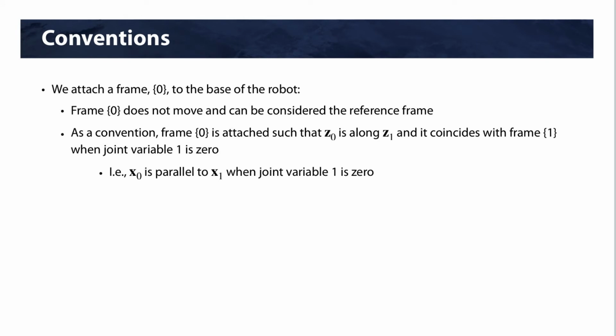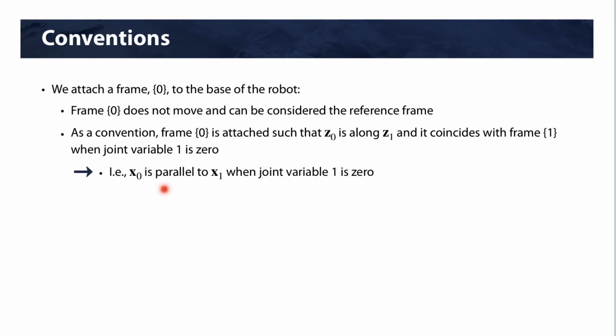That being said, conventions have developed in order to how we should assign our axes. One thing is we often attach a base frame, frame 0, to the base of the robot. Frame 0 is often referred to as a reference frame, so it doesn't move. And as a convention, we often assign frame 0 so that it's coincident with frame 1, that is, the Z0 axis is along Z1. They're collinear when joint variable 1 is 0.